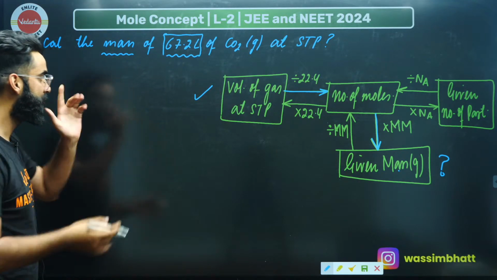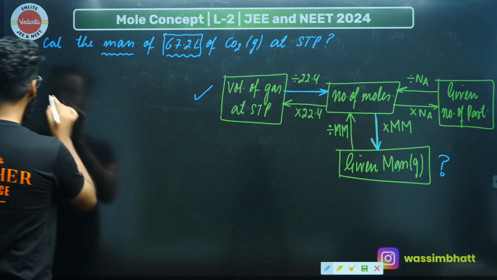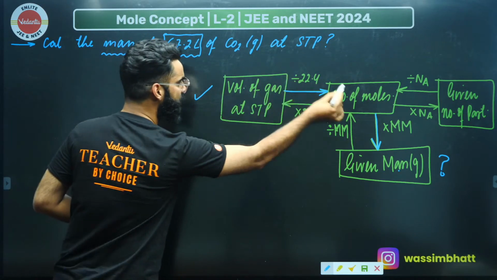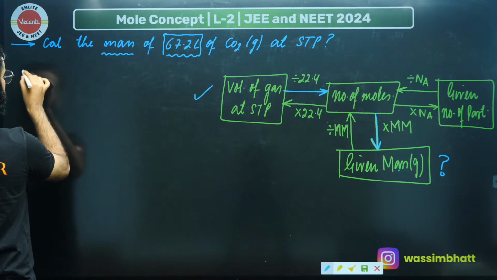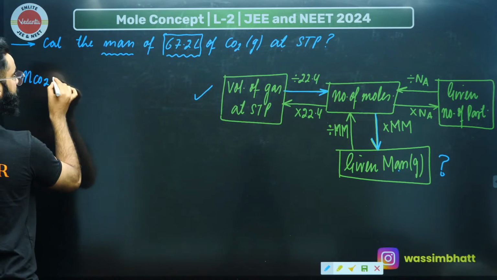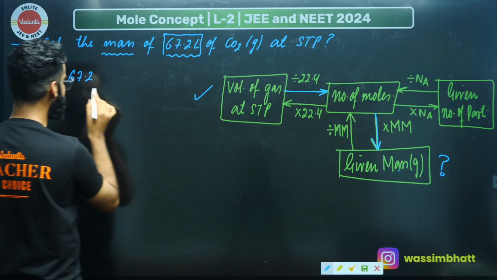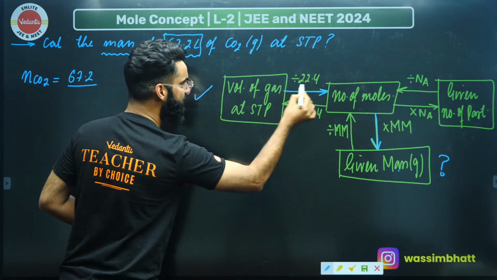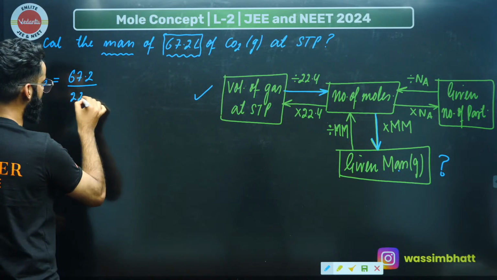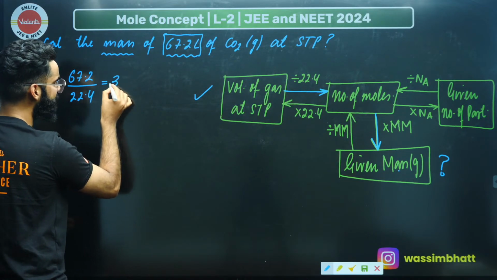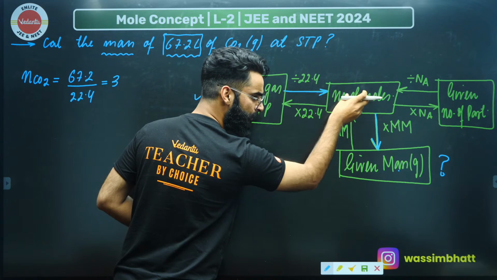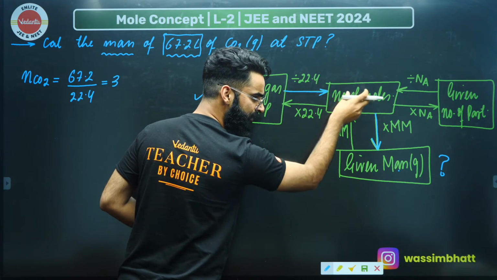So people, my first step is going to be to convert the volume into moles. So my first step is the calculation of the number of moles of carbon dioxide. It will be equal to the given volume of carbon dioxide in liters divided by 22.4. Divided by 22.4, the value comes out to be 3. And this 3 is basically the value of the number of moles, right?